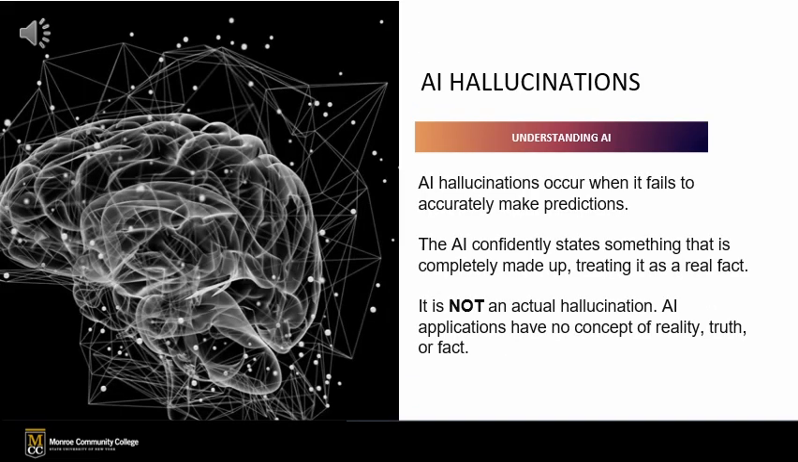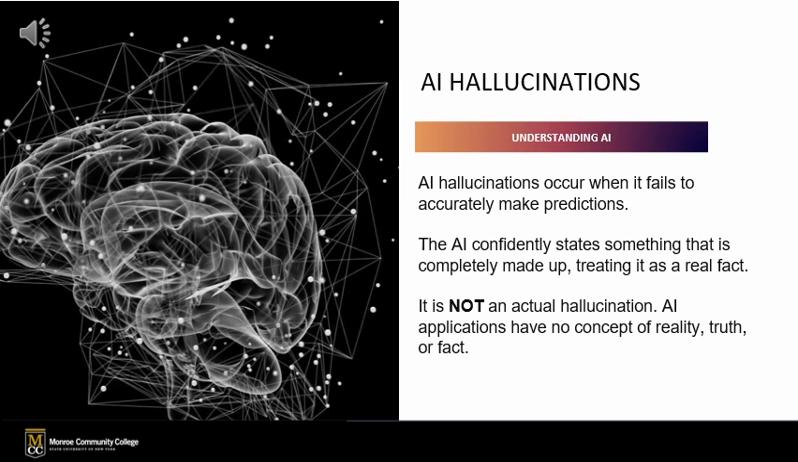You've probably heard the term AI hallucination. An AI hallucination occurs when the system fails to make accurate predictions. It generates something that sounds plausible but is completely fabricated, and it presents that fiction as fact. Here's the crucial point: this is not an actual hallucination. AI systems have no concept of reality, truth, or fact. They're not experiencing anything. They're just predicting the next word based on statistical patterns. When an AI hallucinates, it's not a bug.